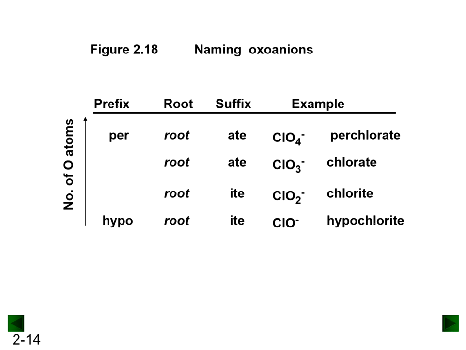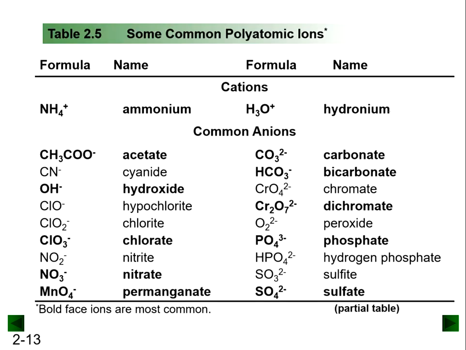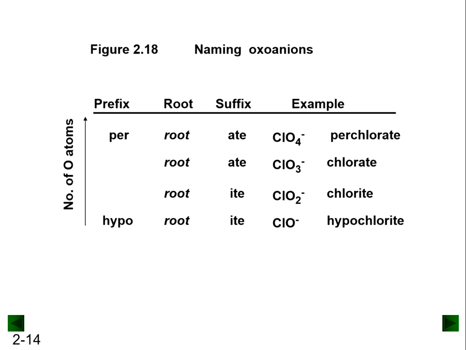And the same goes for the oxoanions. If we look in this upper table, some of the oxoanions are listed. But here, this is general, and you can imagine sticking in chlorine, bromine, iodine, sulfur, nitrogen, phosphorus, arsenic, selenium, and so forth.